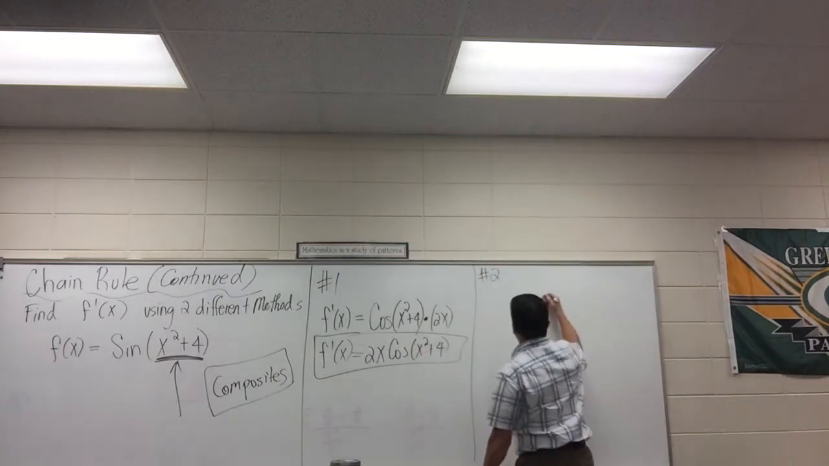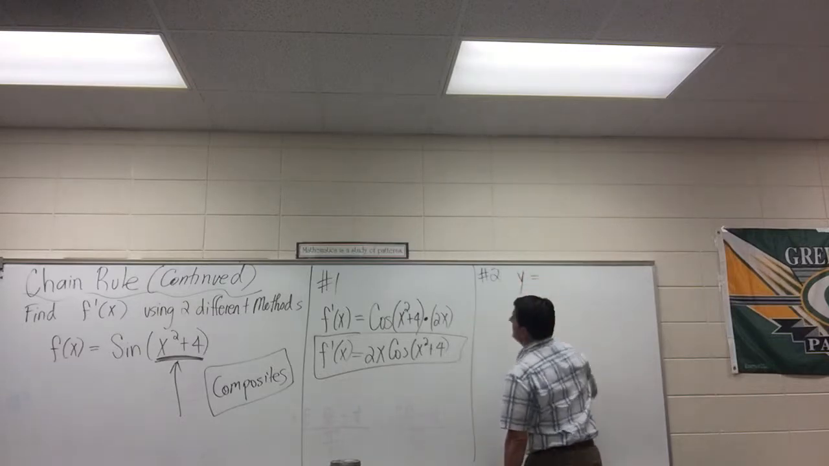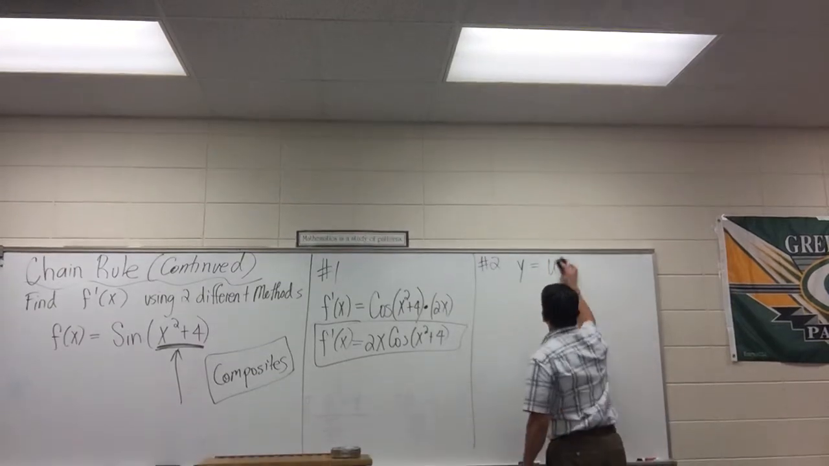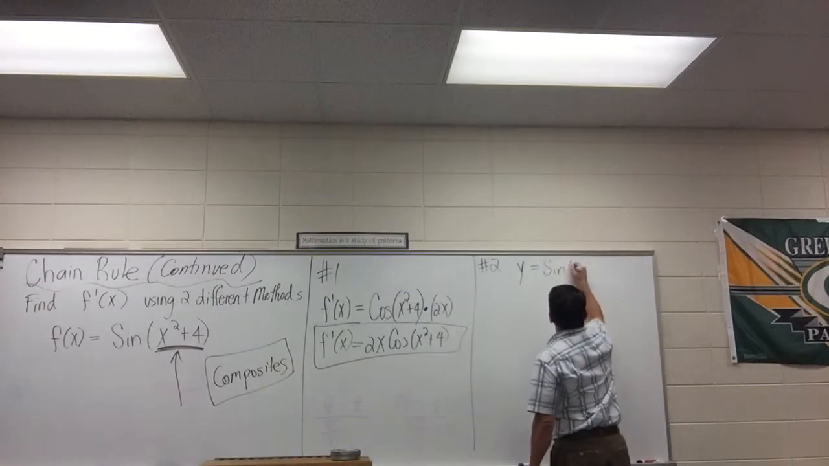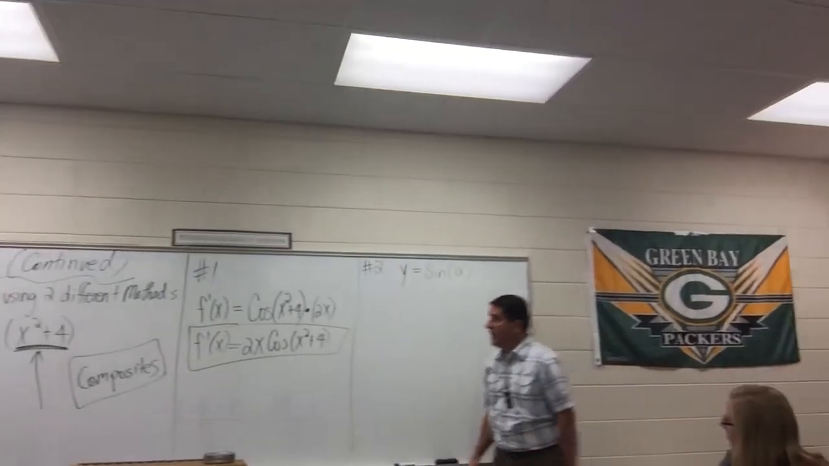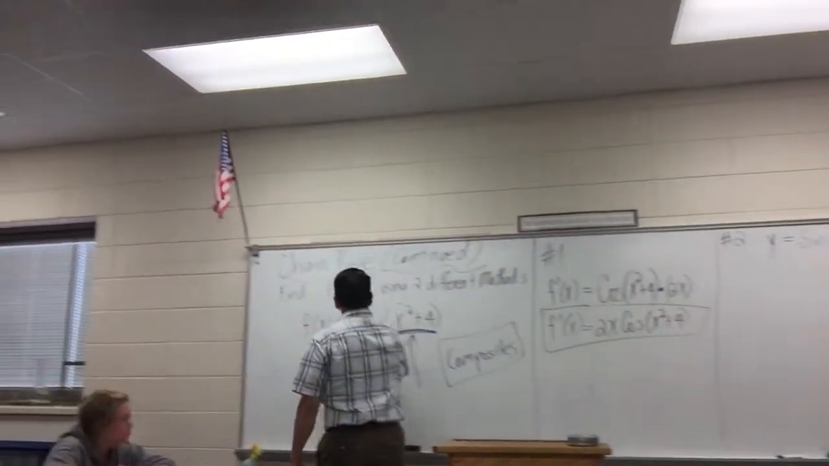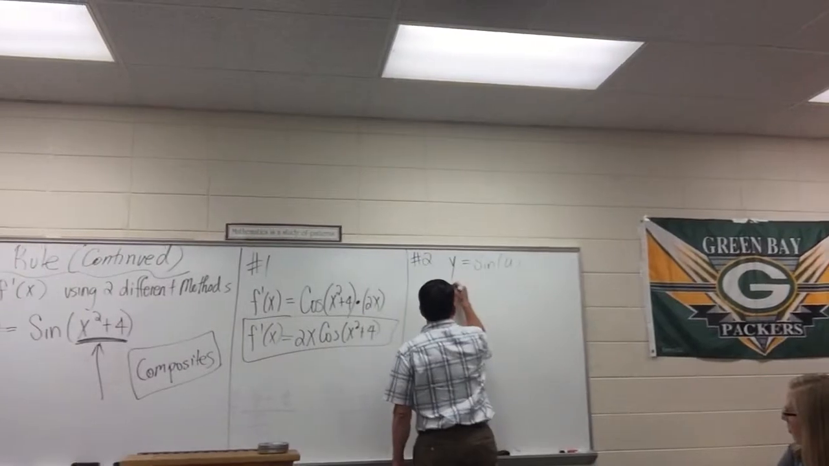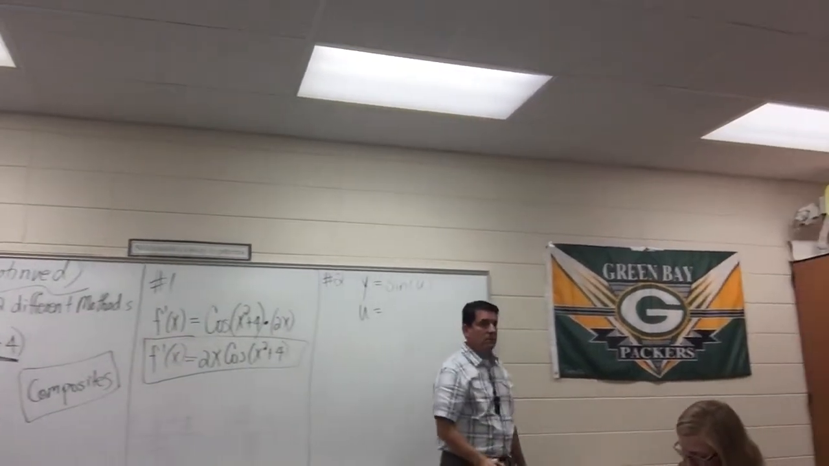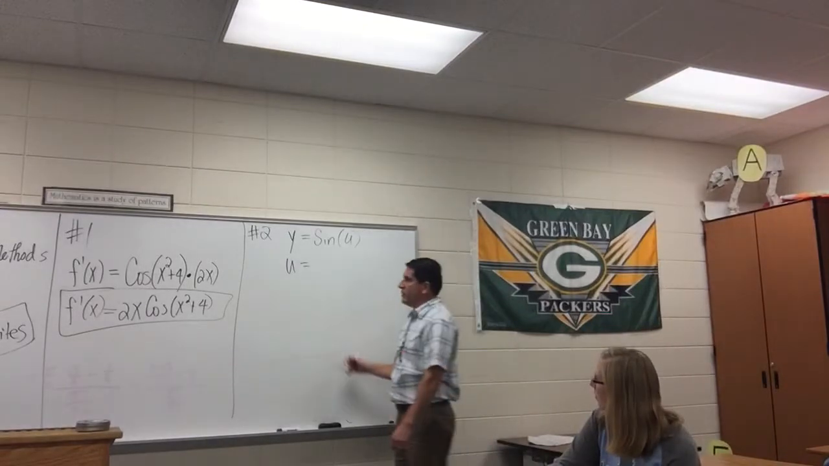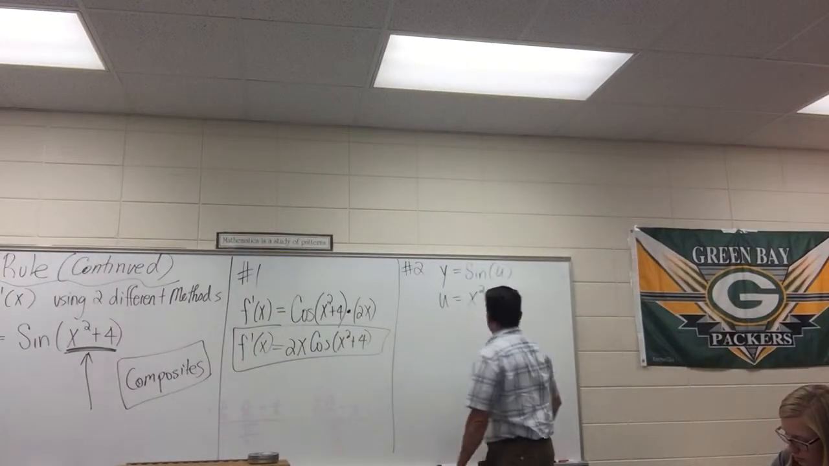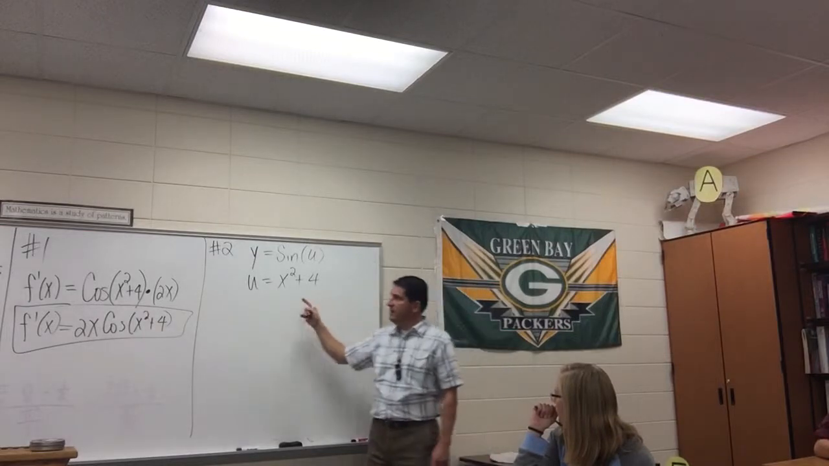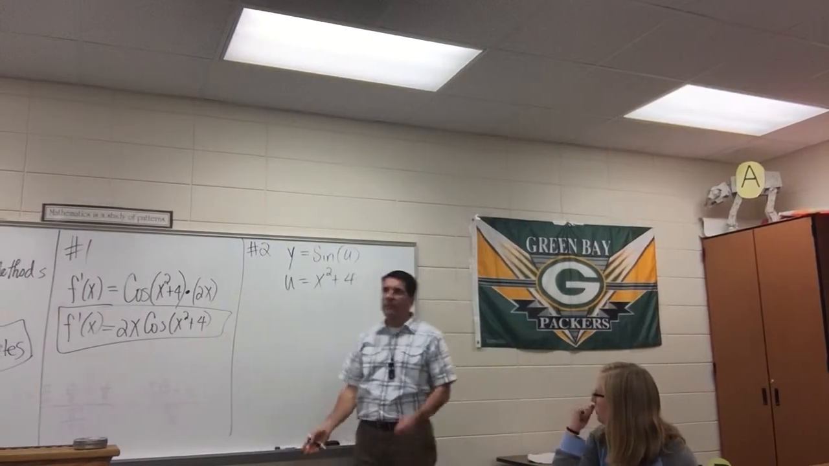So I'm going to treat this as the following. I'm going to say that y is equal to the sine of u. So we're eyeballing this, and I see y is equal to the sine of u. However, u is equal to x squared plus 4. Now, you guys are in upper-level mathematics, so you should be able to do that kind of substitution in your head and see that if I say this, it's the same thing as saying that f of x equals y.